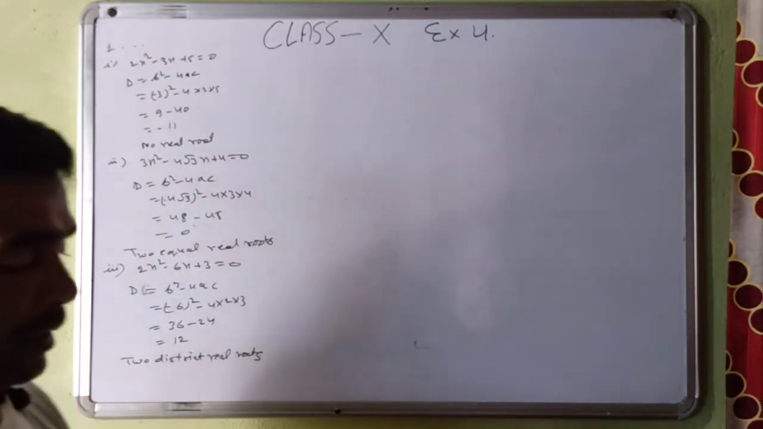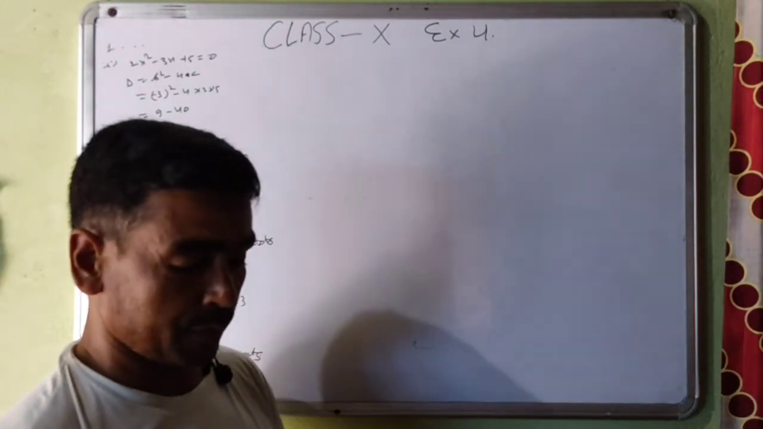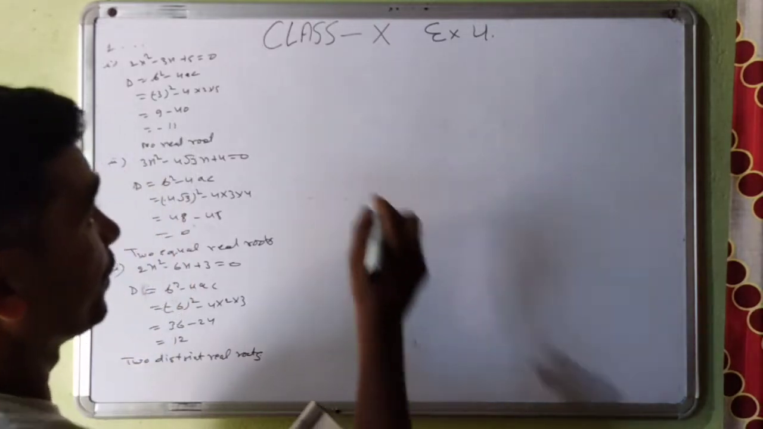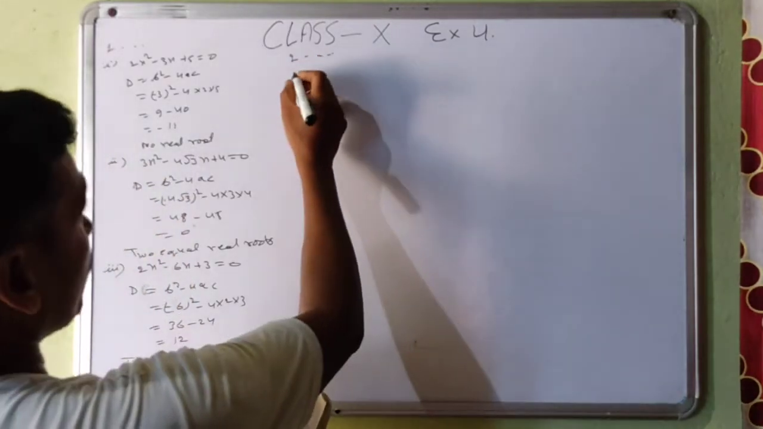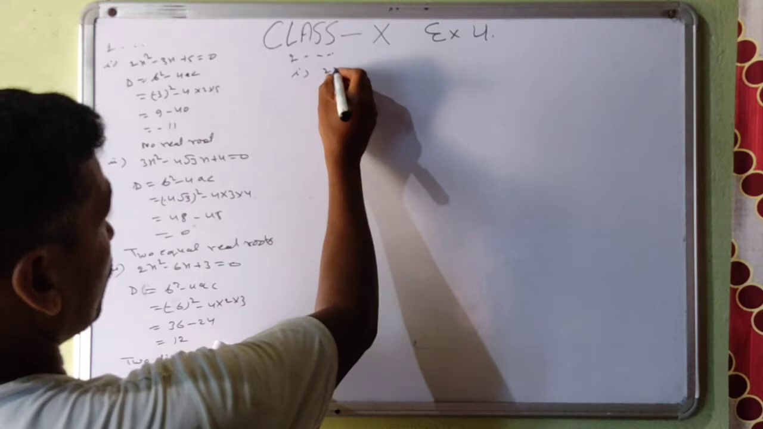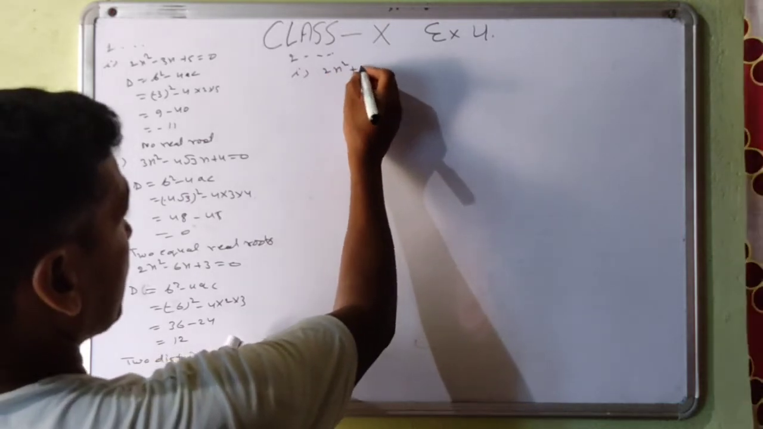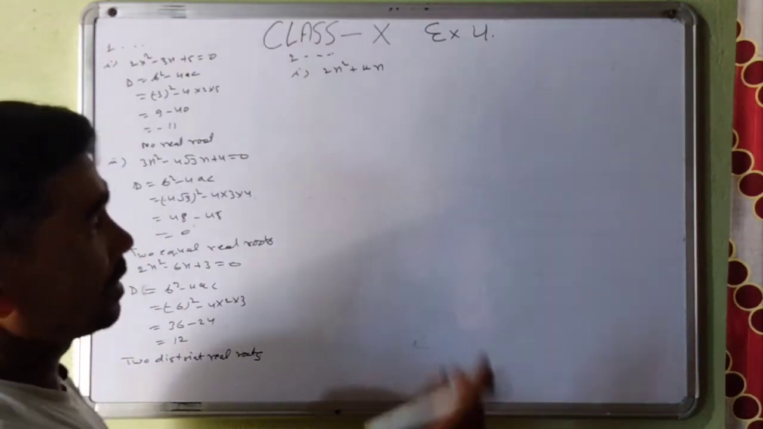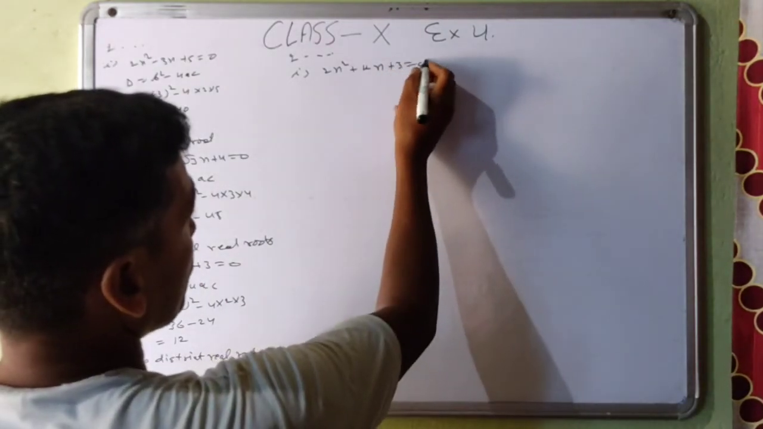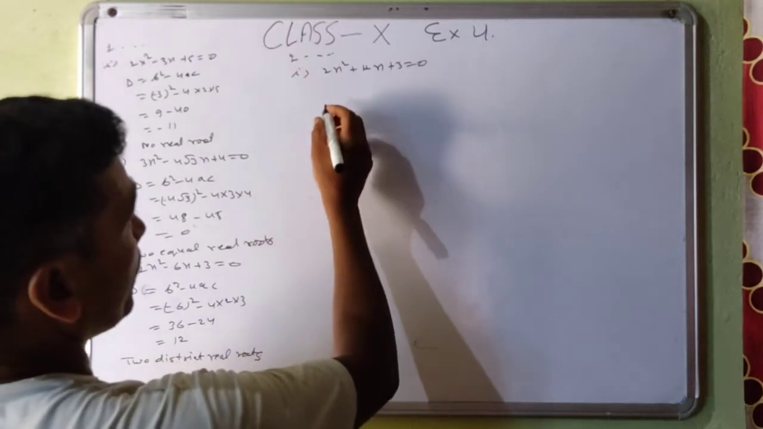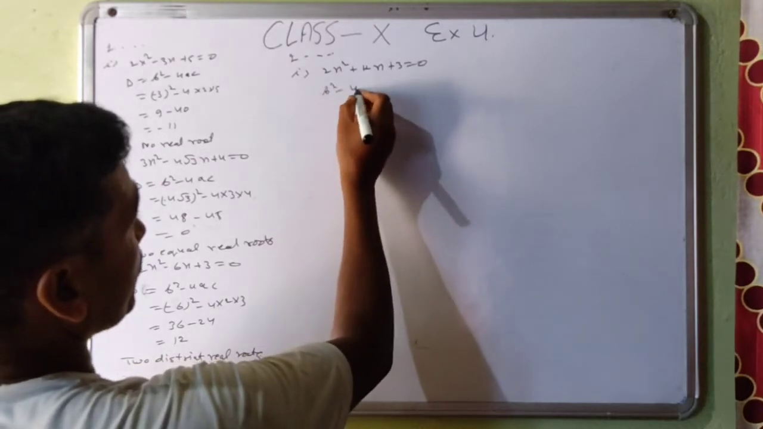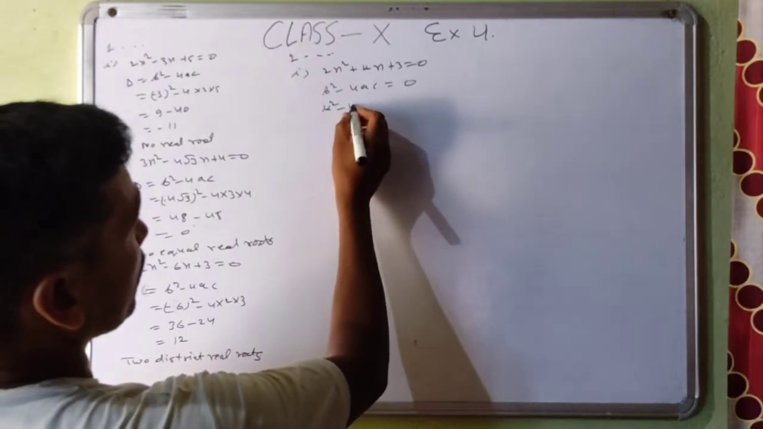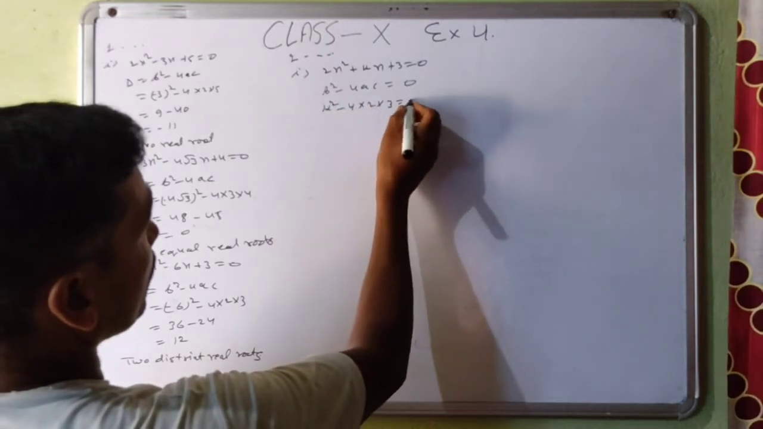And then second question: find the value of k for each of the following quadratic equations so that they have two equal real roots. So that is first part, 2x square plus kx plus 3 is equal to 0. So you will apply here b square minus 4ac is equal to 0. So b is k, k square minus 4 into 2 into 3 is equal to 0.